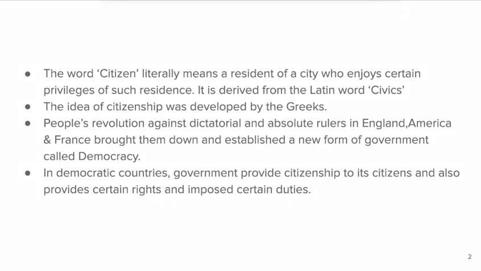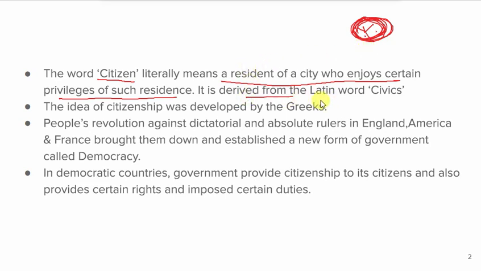So here, if you can see, what exactly does the word citizen mean? Well, it means a resident of a city who enjoys certain privileges of such residents. If we want to decode it into a very general form, a person who is a resident of a particular territory or a particular city, and who enjoys that territory's privileges, is known as a citizen.